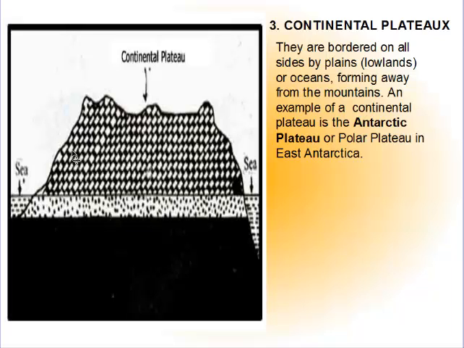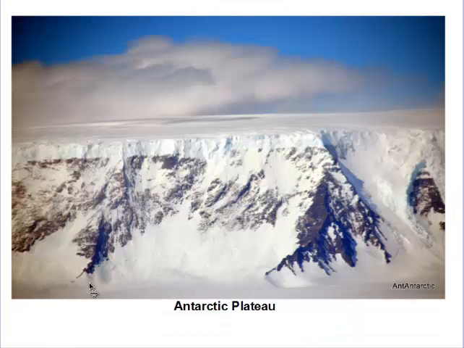Sometimes it doesn't form between seas, but it is formed between lowlands. It is the same as continental plateau. An example of continental plateau is the Antarctic Plateau or the Polar Plateau found in East Antarctica. So now let's look at the image of the Antarctic Plateau. This is the Antarctic Plateau. It is a plateau that is found between two water bodies.